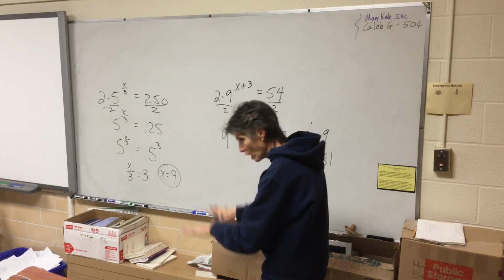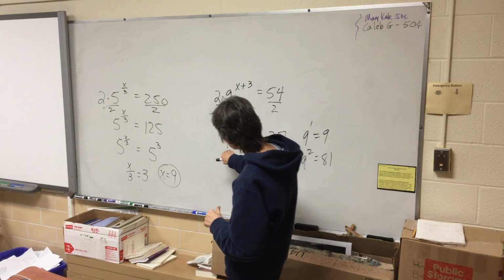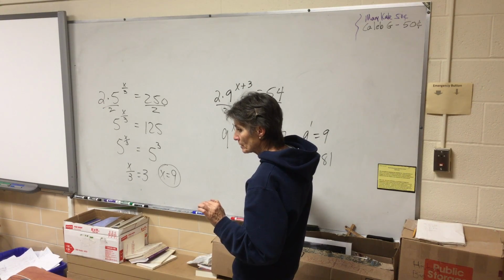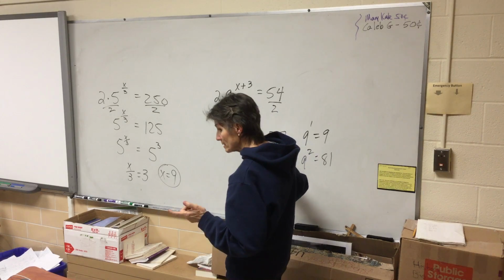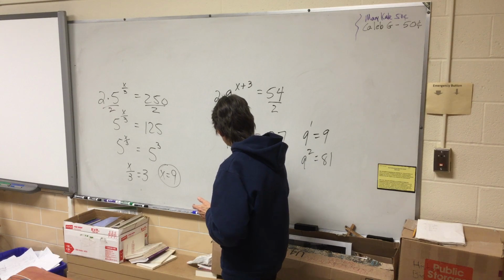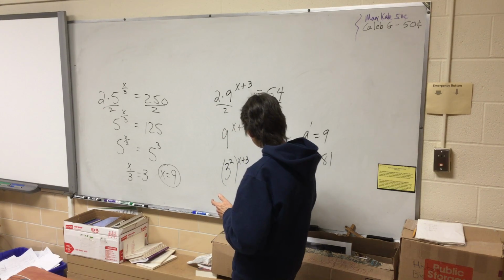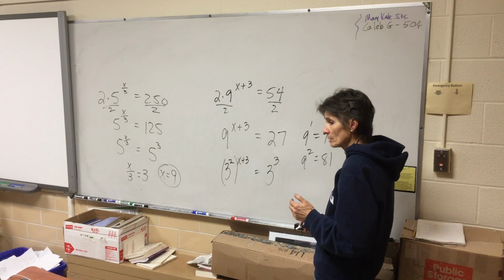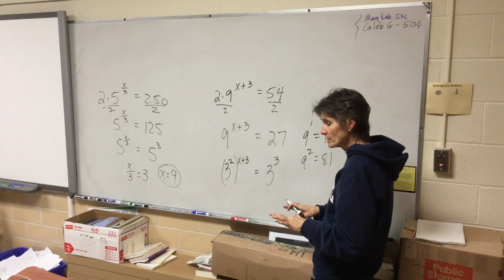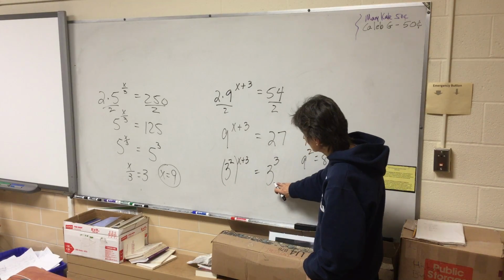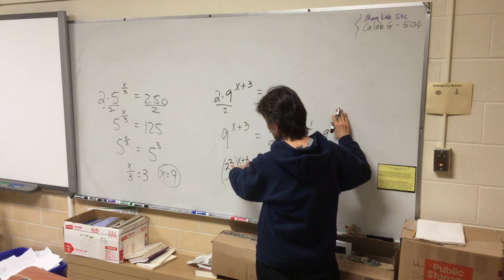So we're going to have to go lower than 9. What can we change 9 and 27 both into? 3. Yeah, 3. 9 is 3 squared. And 27 is 3 cubed. We got to change them both into 3's. Once I do that, then I can set the exponents equal.